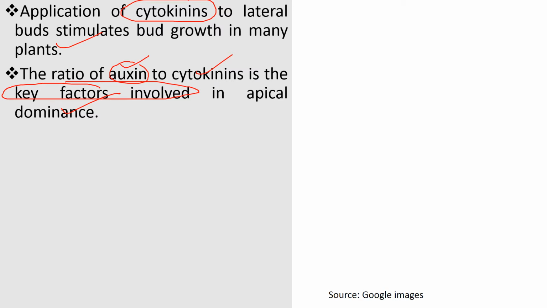If the concentration of auxin is more and the concentration of cytokinin is low, so that will promote apical dominance, means lateral buds dormant रहेंगे. But when the concentration of cytokinin is more and concentration of auxin is less, तो उस time पे lateral buds growth show करेंगे.